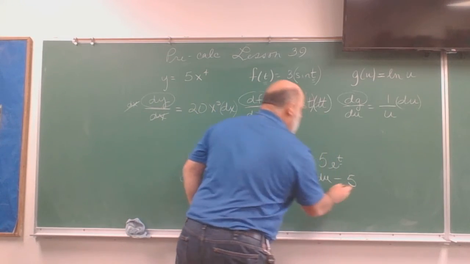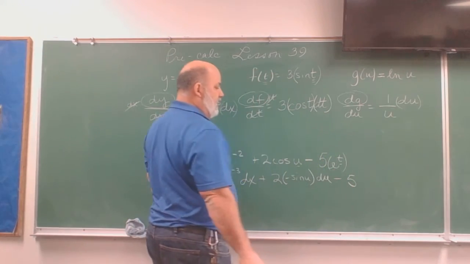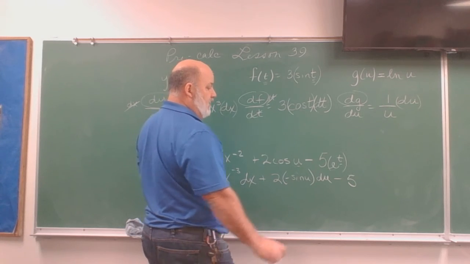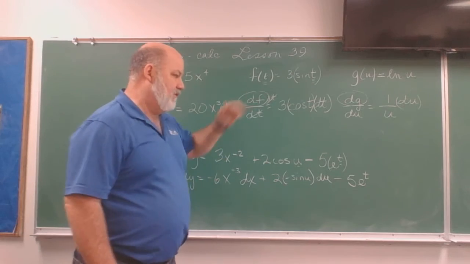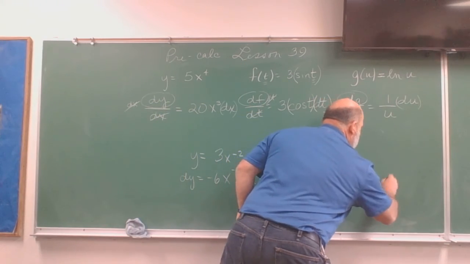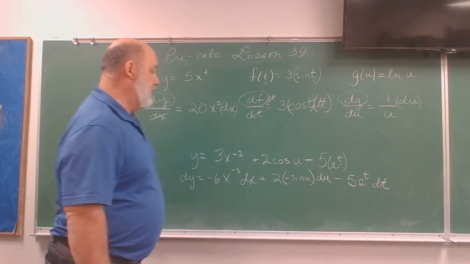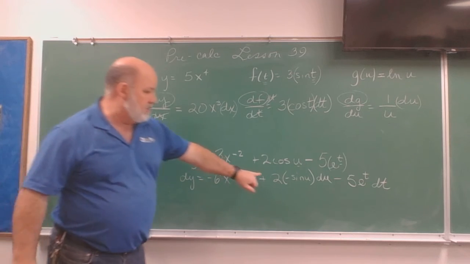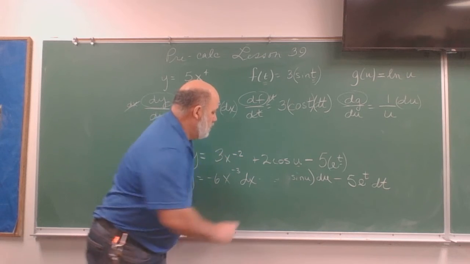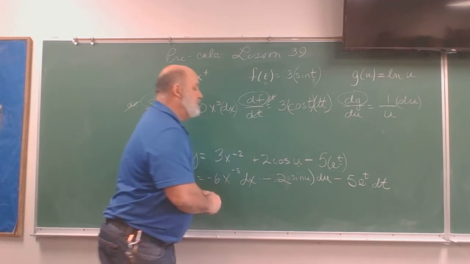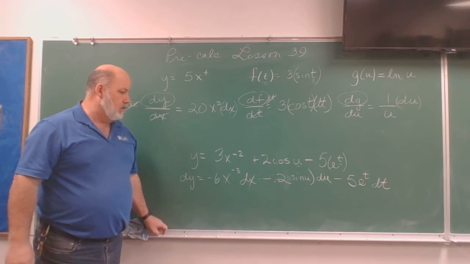Negative 5, what is the derivative of e to the t? Well, the derivative of e to the t is e to the t, and because it's a differential, you must have that dt behind it. The only thing that's going to change is this negative with the sign is going to make this negative 2 sine u du.